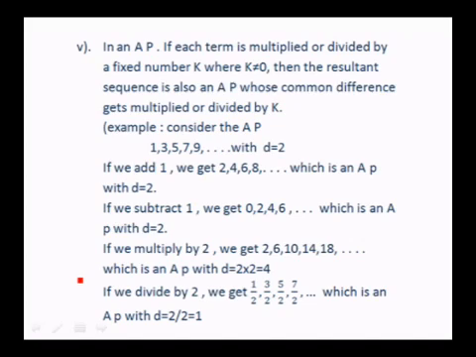Of course, here the common difference will be changed. You have to multiply the common difference also by 2, so d is 2 into 2, 4. If we divide by 2, we get 1/2, 3/2, 5/2, 7/2, etc., which is an AP with d equal to 2 by 2, because originally the common difference is 2 and you have to divide by 2. So the common difference here is 1.